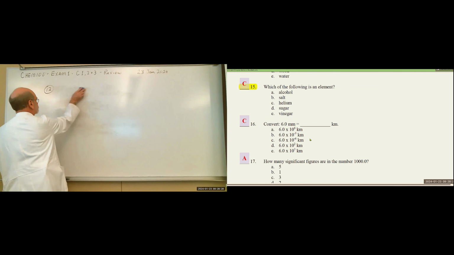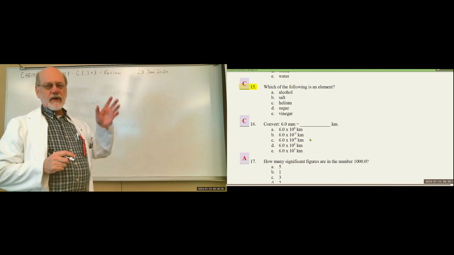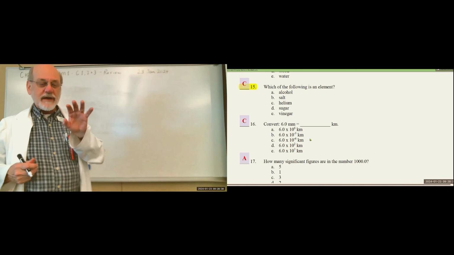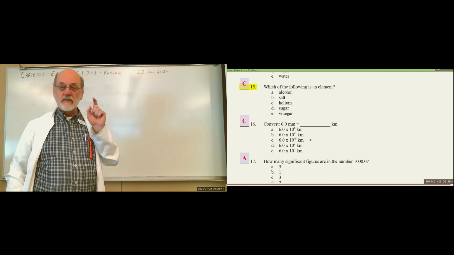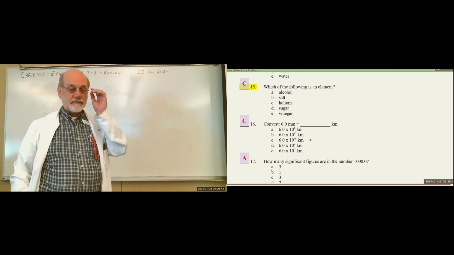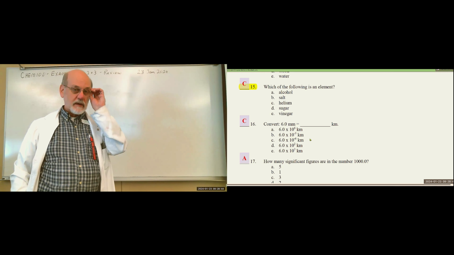Question 15, which of the following is an element? I'm not going to put this one on the board. You just have to recognize what's an element, what's a compound, and what's a mixture. Alcohol is a compound. Salt, and I assume they mean table salt, is a compound of sodium and chlorine. Helium is an element. If it's not found on the periodic table, then it's not an element, right? Alcohol, salt, sugar, and vinegar, none of those are on the periodic table, only helium.